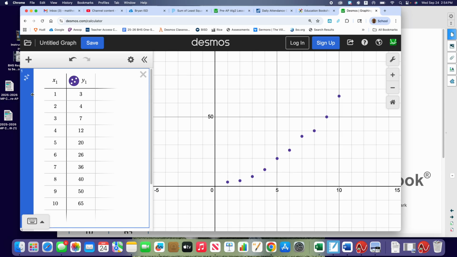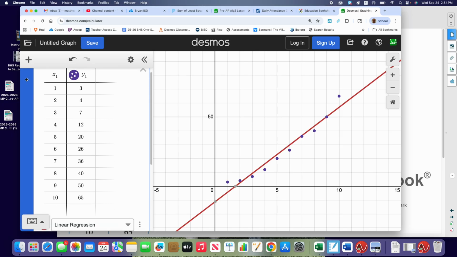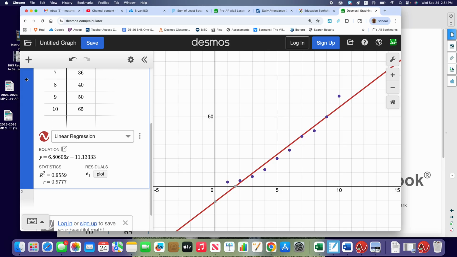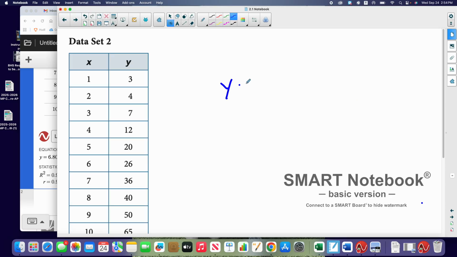So if I find the linear regression, my linear regression is here. I'm going to scroll down so I can see it. So y equals 6.81x minus 11.1. So there's my model. Trying to see if my model is good or not.